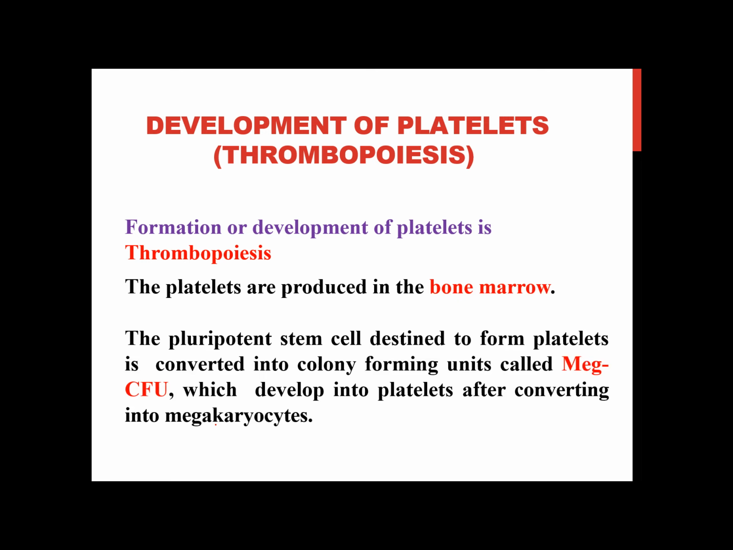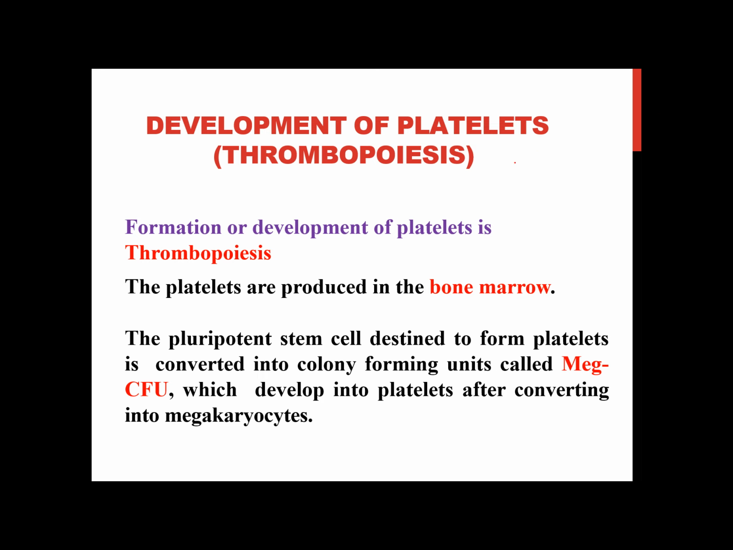Now, let's talk about the development of platelets, class, the thrombopoiesis. So, remember your hematopoiesis. Under hematopoiesis would be the different developments of cells. One cell line, class, is the platelets, also known as thrombopoiesis. Now, the platelets, class, take note, are produced in the bone marrow. The pluripotent stem cell destined to form platelets is converted into a colony-forming unit called the MEG-CFU, megakaryocyte colony forming unit, which develops into platelets after converting into a megakaryocyte.